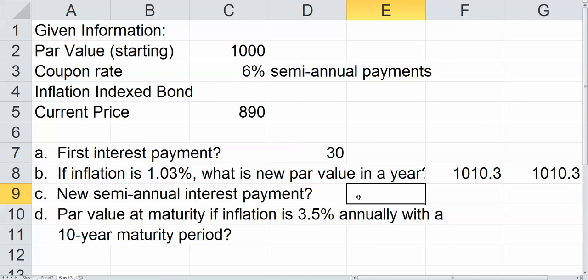Our new semi-annual interest payment will be that 3%, or the 6% annual divided by 2, times this new par value. So our new semi-annual interest payment will be 3% times 1,010.30. So instead of getting $30 in interest, we'll get $30.31.